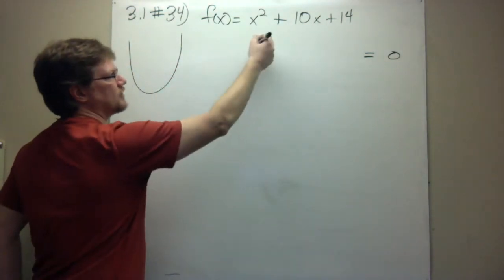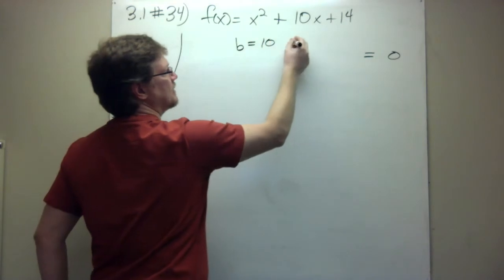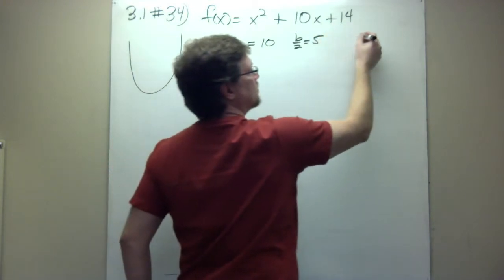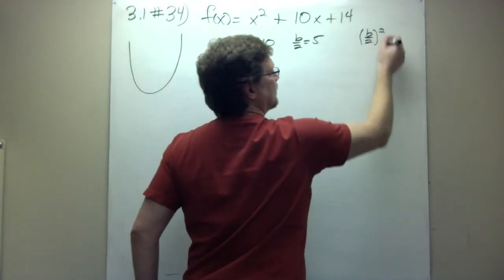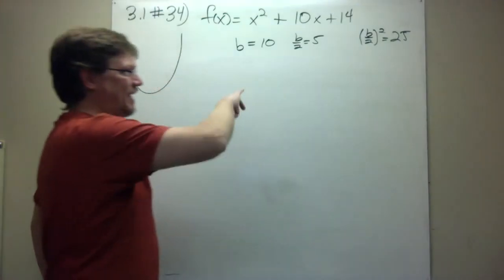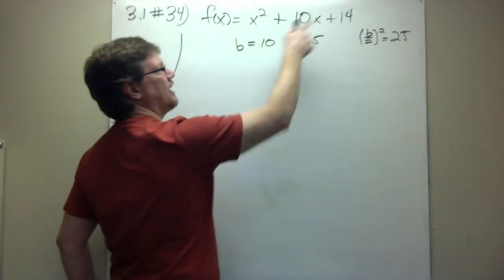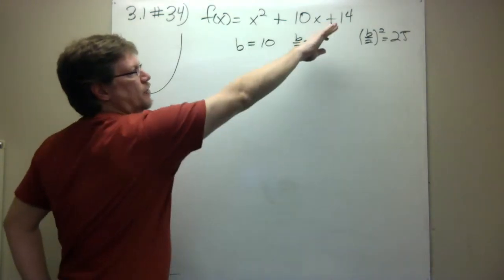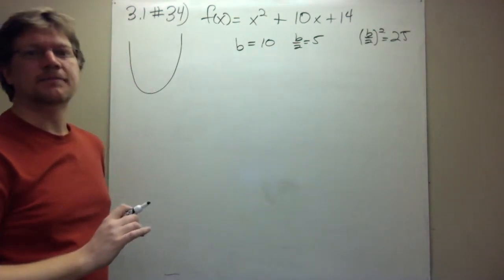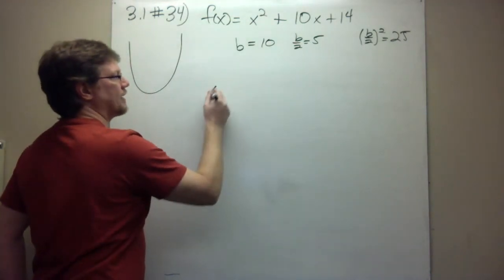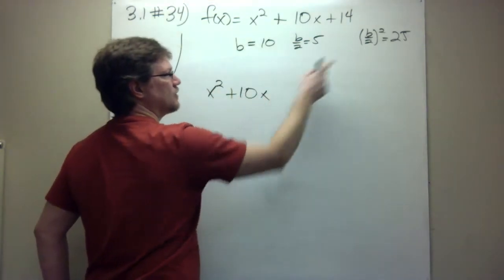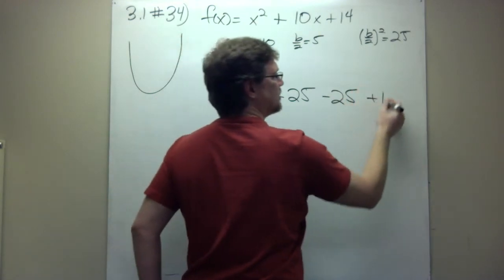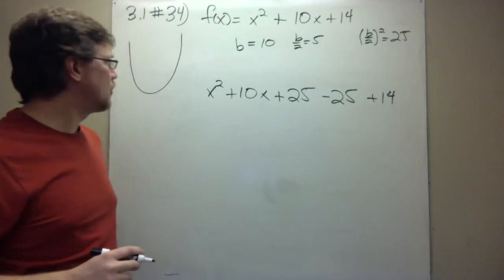Completing the square tells us that I find my b, which is 10, take half of b, which is 5, square that, which is 25. I add that and I subtract it. The addition I'm going to keep with the x bits, because that will give us our completed square. And the negative is going to get mixed in with that other constant. Okay, so we're going to get x squared plus 10x. We're going to add my 25. We're going to subtract my 25. And then I still have my plus 14 left over.